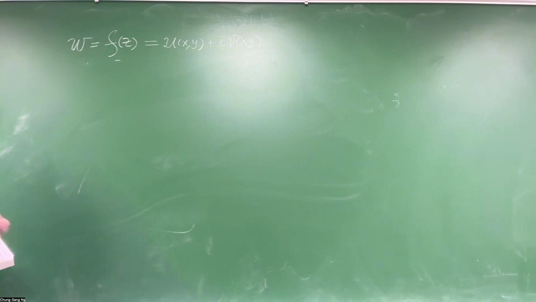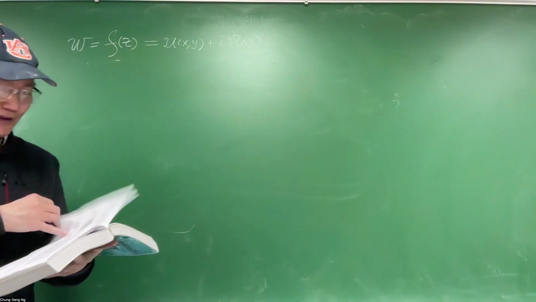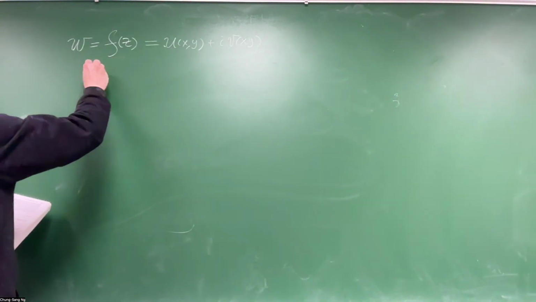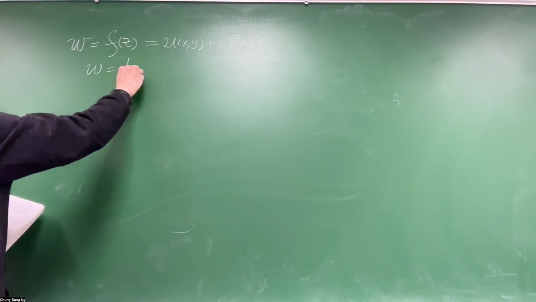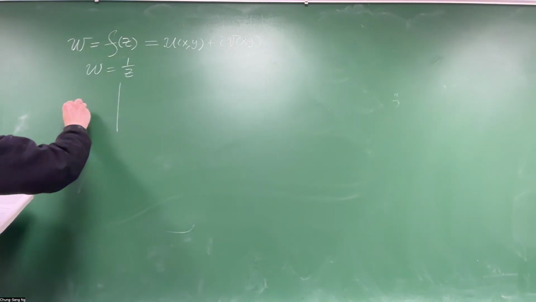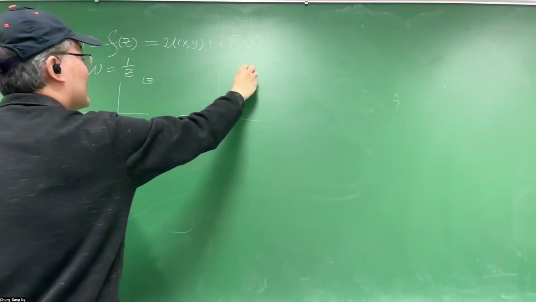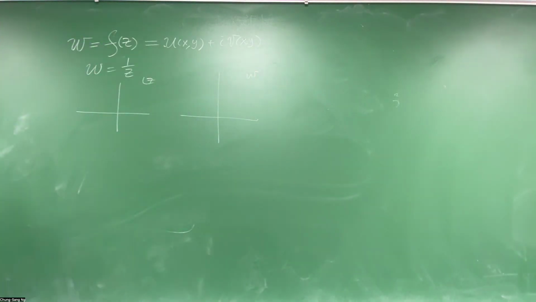So the textbook uses a very, extremely simple example. W is 1 over Z. Try to just look at the mapping, right? So again, you have a Z plane mapped to a W plane, right? And the first consideration is just figure 11.33.